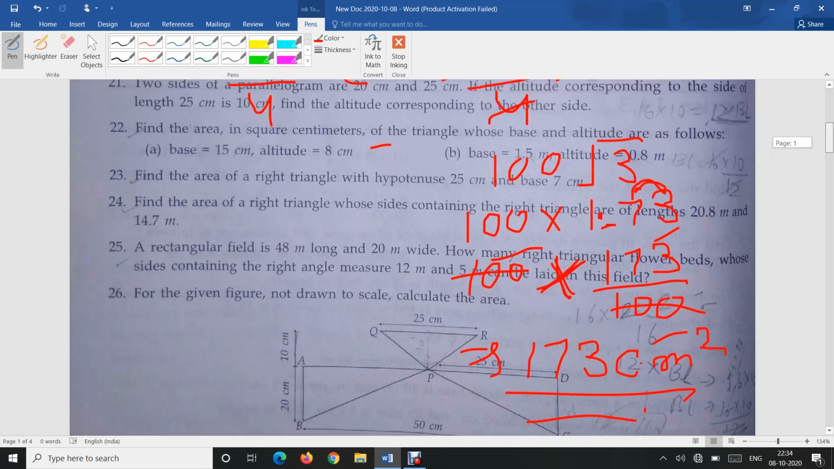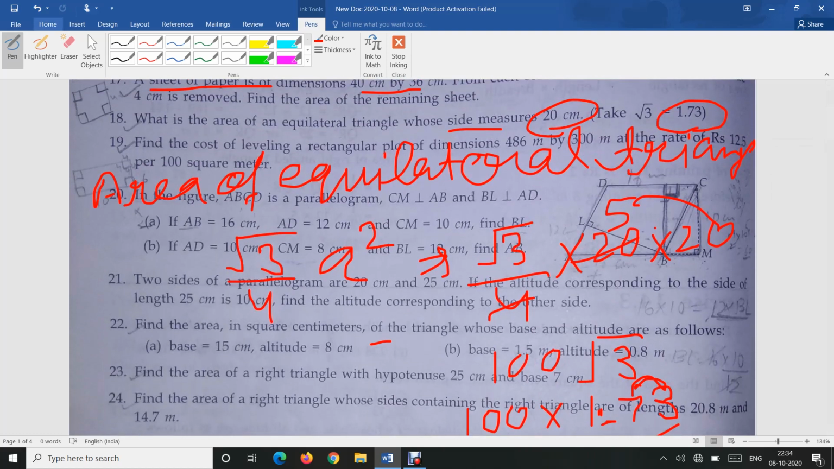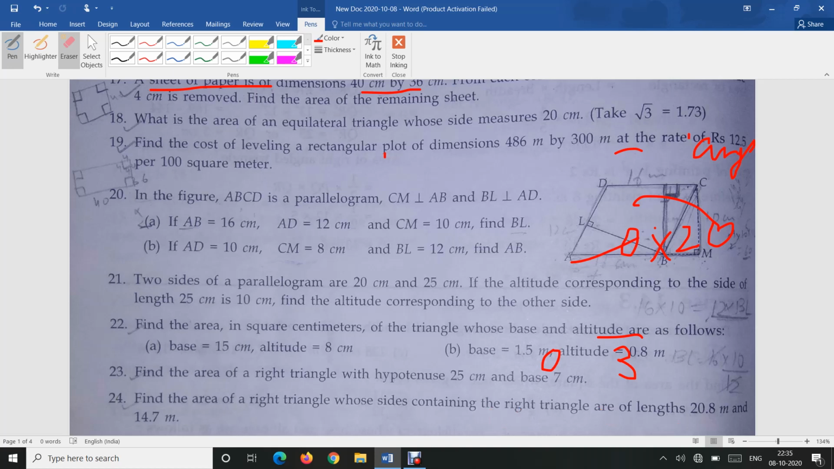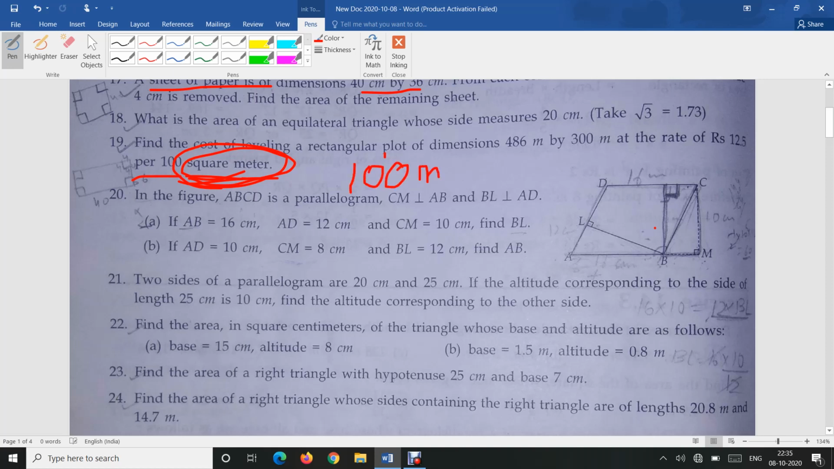Now let us move towards the next question, which is question number 19. Question number 19 is saying to find the cost of leveling a rectangular plot of dimensions 486 meter by 300 meter. There is a rectangular plot whose length is 486 meter and the breadth is 300 meter, at the rate of rupees 125 per 100 square meter. Here you are given square meter instead of meter. It is square meter, that means 100 meter square.